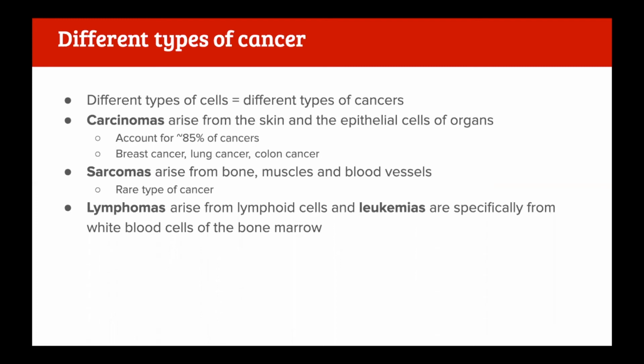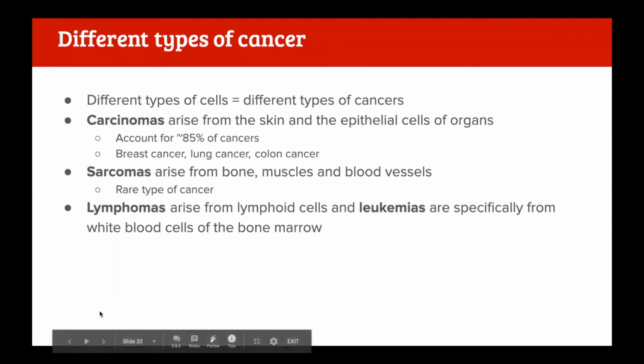And the most common type of cancer are your carcinomas. And these arise from skin and epithelial cells of organs. They account for around 85% of cancers, and they include breast cancer, lung cancer, colon cancers. Your sarcomas are much more rare. They arise from bone, muscles, and blood vessels. And finally, your lymphomas, they arise from your lymphoid cells. So think your lymphatic system. And leukemias are specifically from white blood cells of the bone marrow.